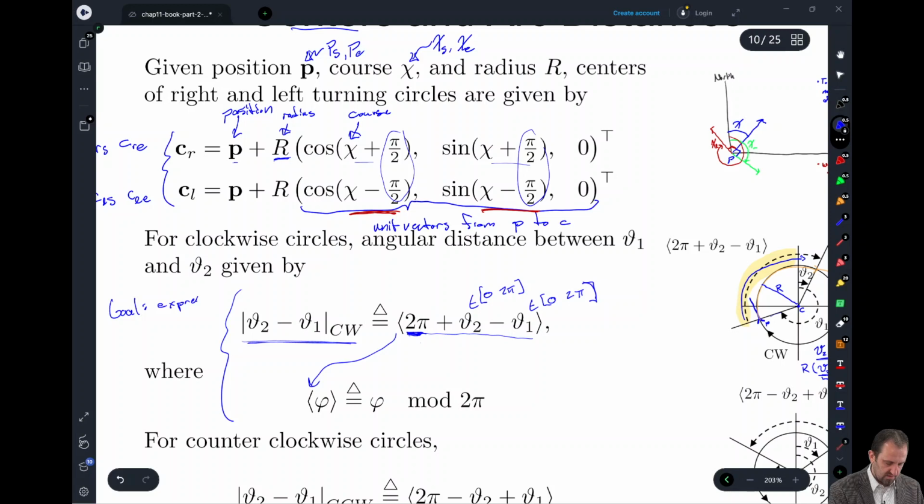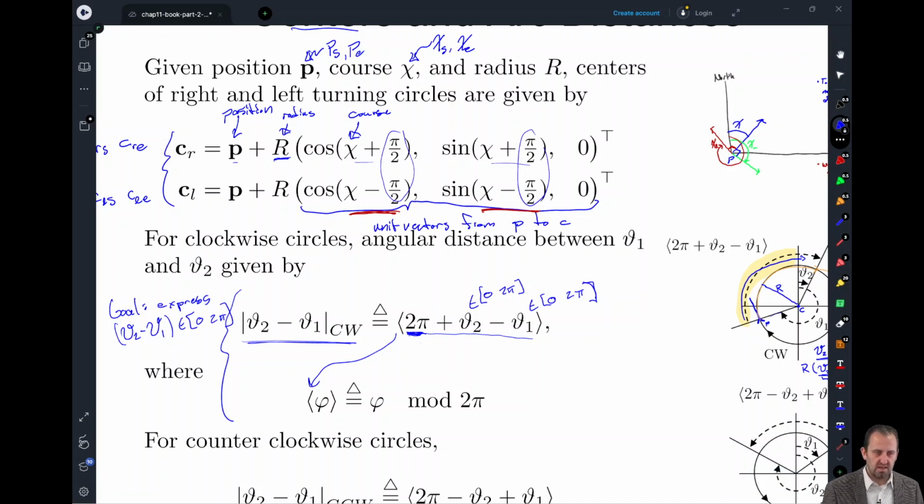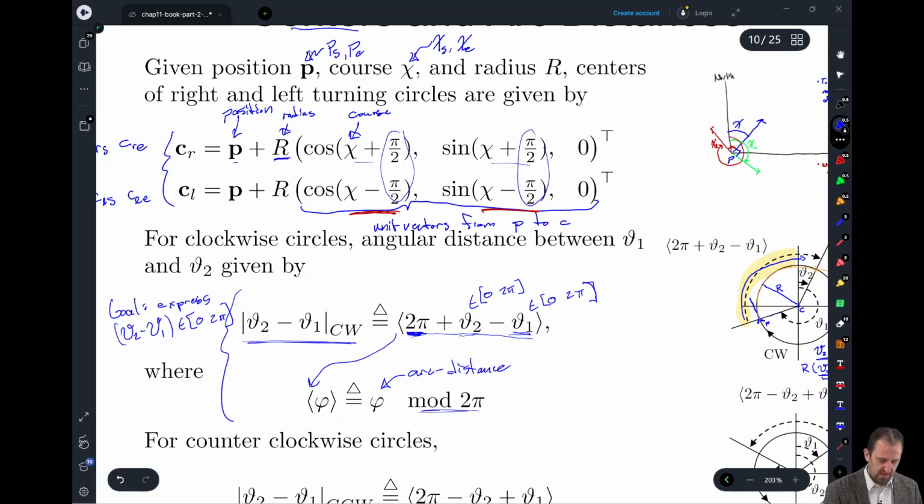This looks a little complicated, but the goal is really quite simple: express the difference theta 2 minus theta 1 and make that exist in 0 to 2 pi. That way we get this positive arc length and we can calculate the distance. Okay, so we do theta 2 minus theta 1, add 2 pi to it, take the modulus by 2 pi, and we get the arc distance that we're going to be traveling. Again, this is for clockwise rotation.